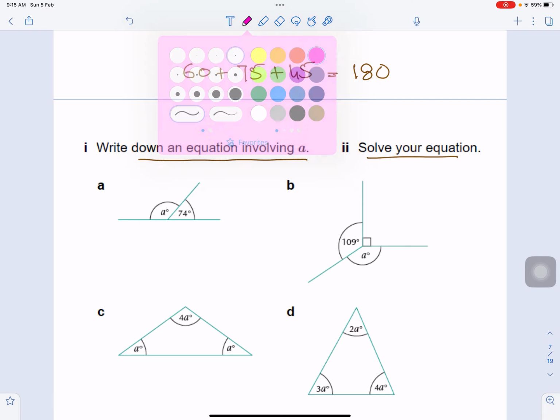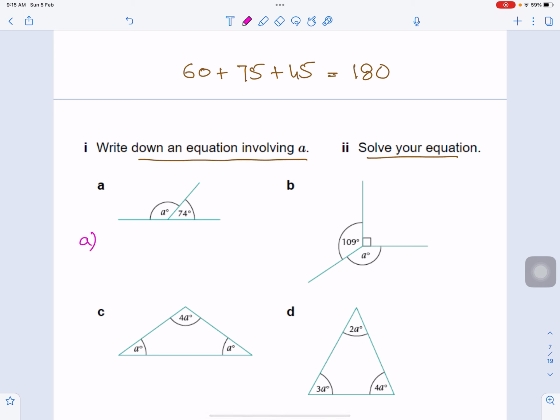Okay, so let's do part A. What information do you need to have here? You need to know that for a straight line, the total angle is 180 degrees. So it means a plus 74 equals 180. Because the question is saying form an equation, you have to form it. This is the answer of part 1. And part 2 is saying solve it. So now you will solve it.